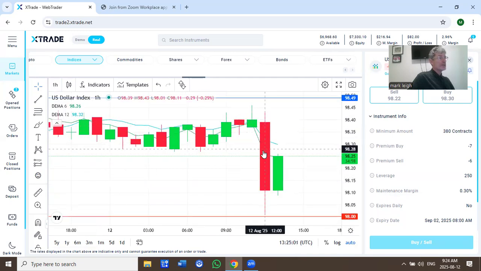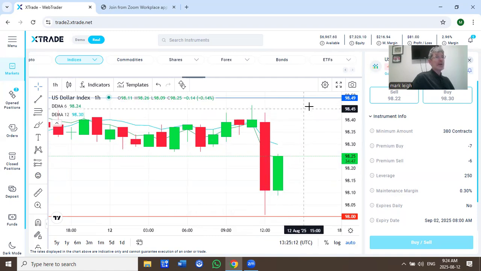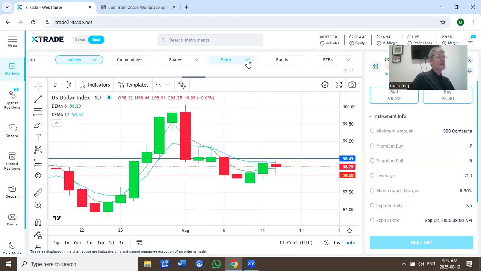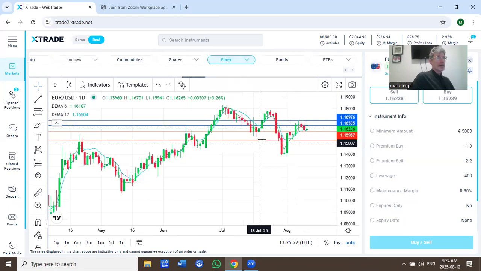There's a big sell-off in the US dollar index that was following CPI data released about an hour ago. US dollar is fighting back. As you can see, buyers will be looking back up at this 98.49. Sellers looking down below 98. Let's have a look and see how the major pairs are looking.